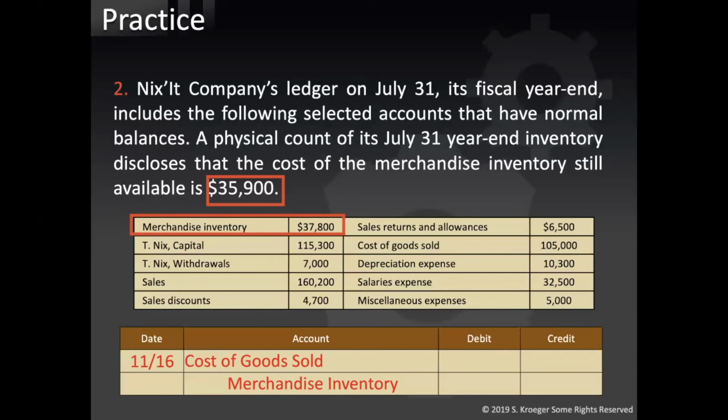We obviously counted less than what was supposed to be there. The difference is how much is missing. When we subtract 35,900 from 37,800, we get 1,900. This is the amount that's missing. We expense it out and remove it from the merchandise inventory account. After this entry is done, the new balance in the merchandise inventory account will be updated to be $35,900, which would be accurate to what we counted.